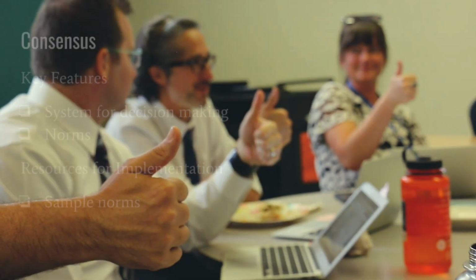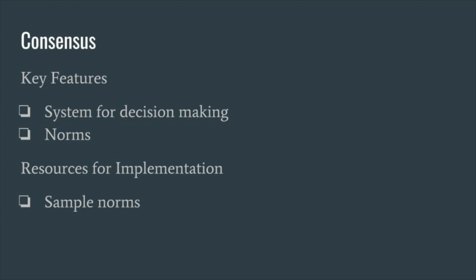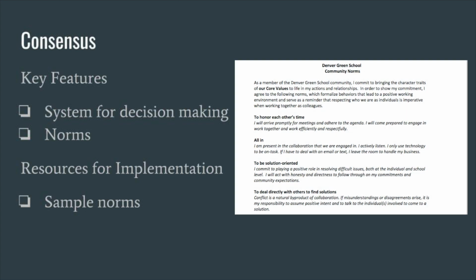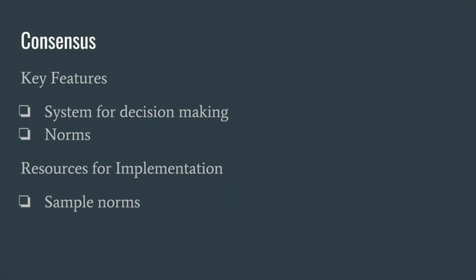Our team will only move forward with something if we have 100% up or sideways. People who vote down are also required to initiate a dialogue around why they cannot support the idea. Having healthy norms for collaboration has helped support these tough but oftentimes difficult conversations.